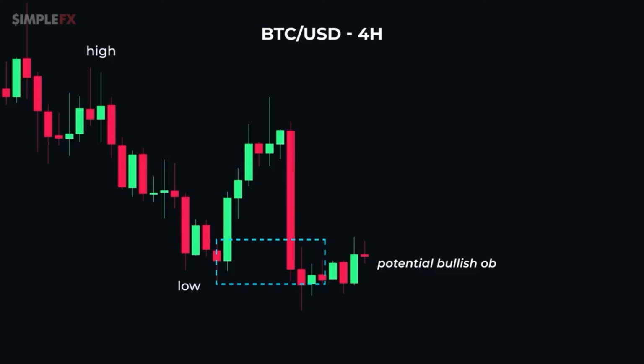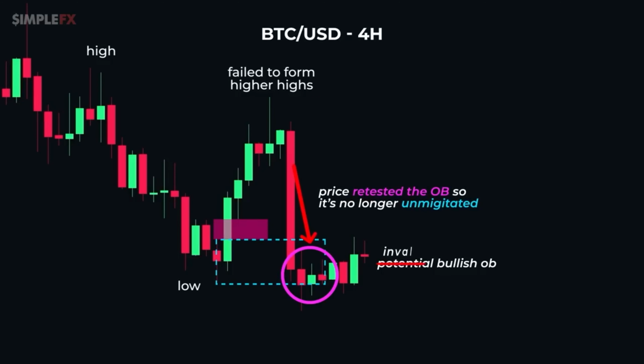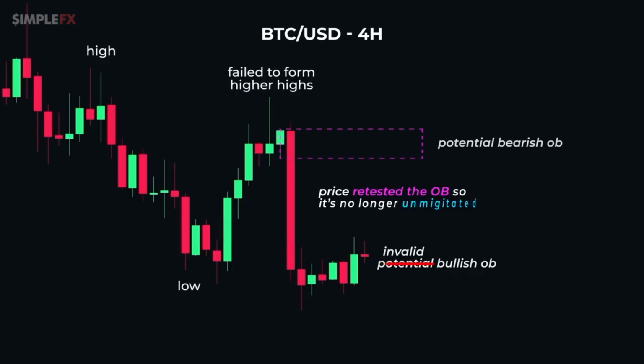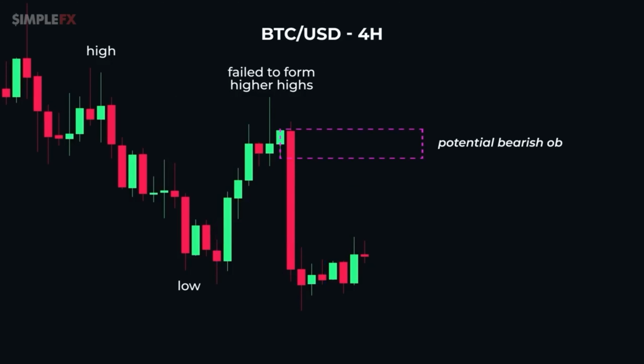For this bullish one, the price did move upward with inefficiency, but it didn't form a clear break of structure. Plus, the price retested it afterward, so it's no longer unmitigated. For the bearish order block, the price clearly formed lower lows, creating a break of structure. Plus, it's unmitigated, so based on our analysis, only this bearish order block is valid.